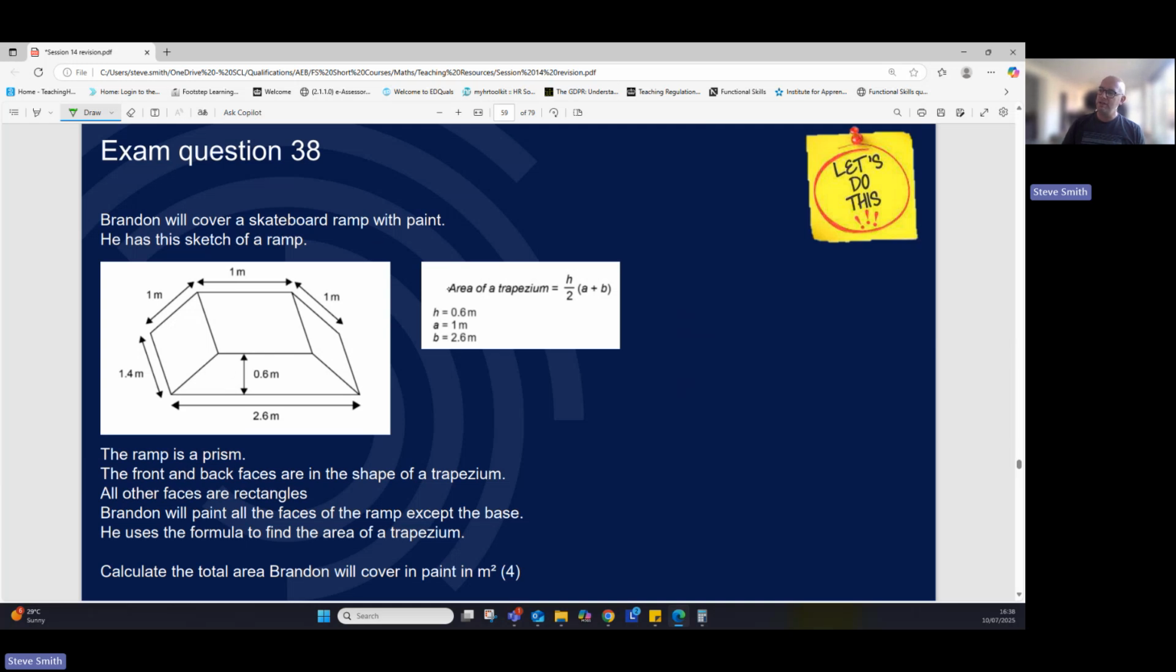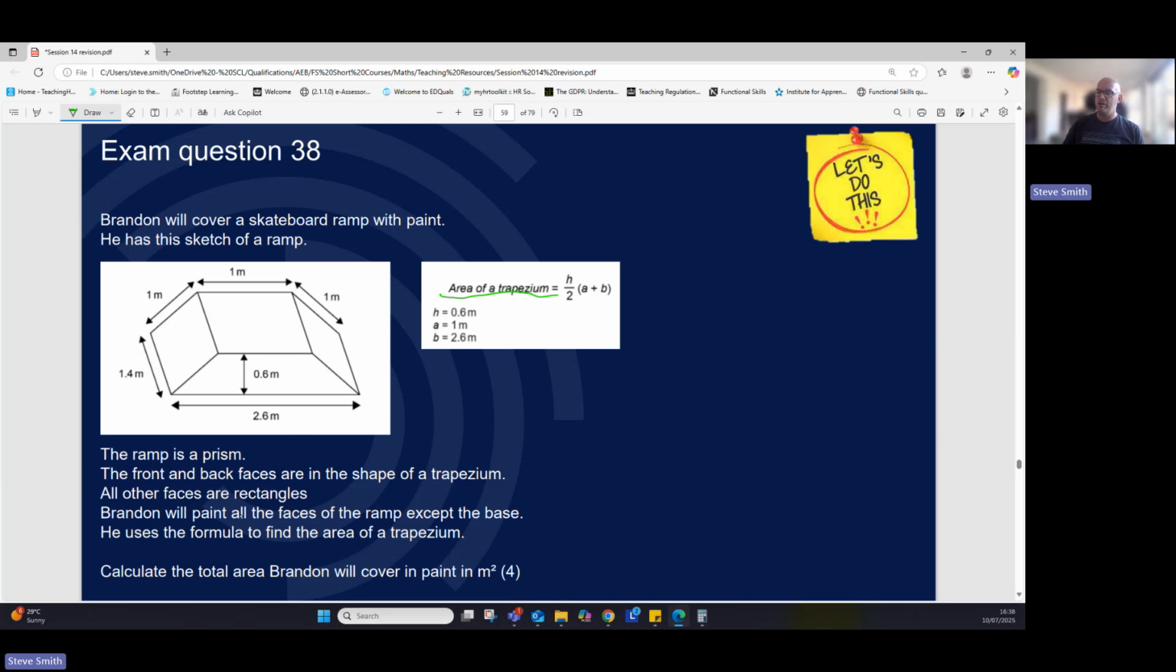However, it's a trapezium, but it gives us the formula for the area of the trapezium, which is this part here. So the trapezium, we've got 1 of that we can see, and 1 we can't see at the back. The rest are really visual and really straightforward to work out. The ramp is a prism. The front and back faces are the shape of a trapezium. Front and back, we've established that. All of the faces are rectangles.